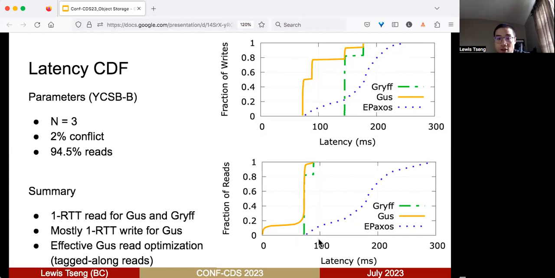One interesting thing here is that for this read operation, GUS is much faster than Gryff, and also here it is still faster than Gryff. This is because we have a certain read optimization where the read can be tagged along with a prior read or write, and that's where we can beat Gryff as well, even for the read.